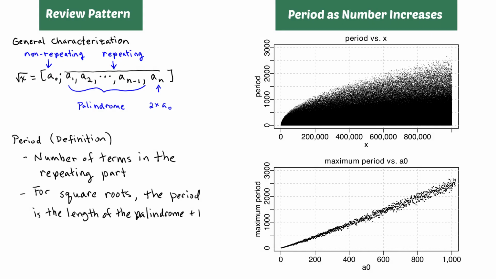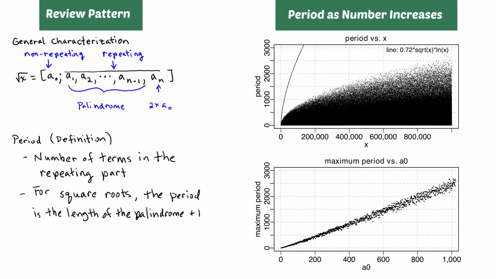Let's go up to x equals 1 million and a0 equals 1,000. Of course, there are still short periods, there always will be, but we keep seeing longer and longer ones. This is the longest one. When x equals 969,406, the period is 2,664.